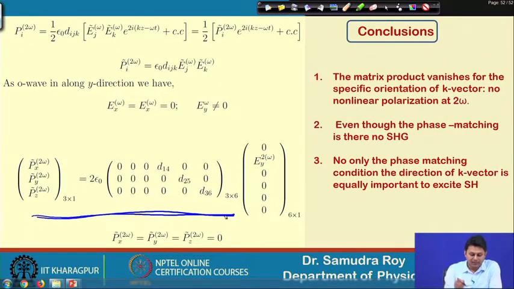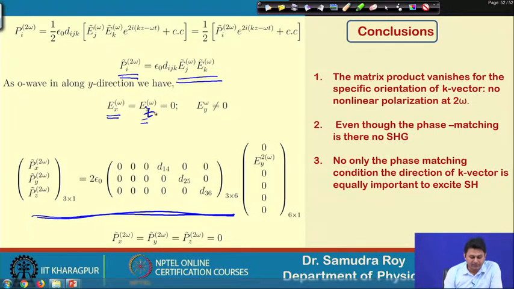But before that, I can write that P_i at 2 omega tilde, that is the amplitude of the nonlinear polarization at 2 omega, is equal to E_j omega and E_k omega with tilde, that means the amplitude of this. So, now if I try to find out the amplitude of the electric field for this system, we can say that the electric field along x and the electric field along z is 0. Here it is a mistake, here it should be z, E_z.